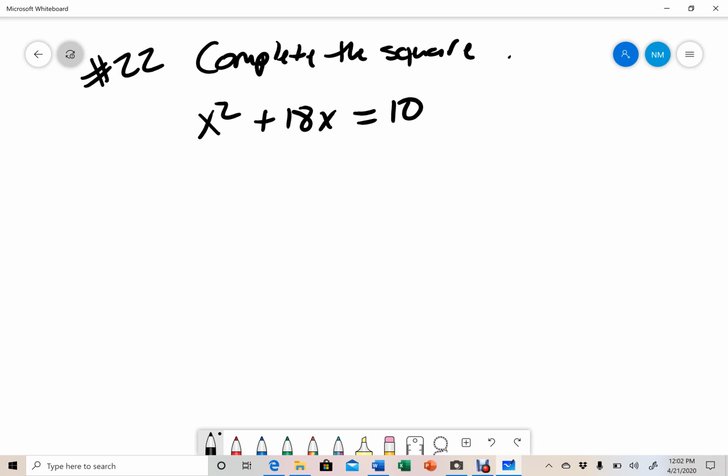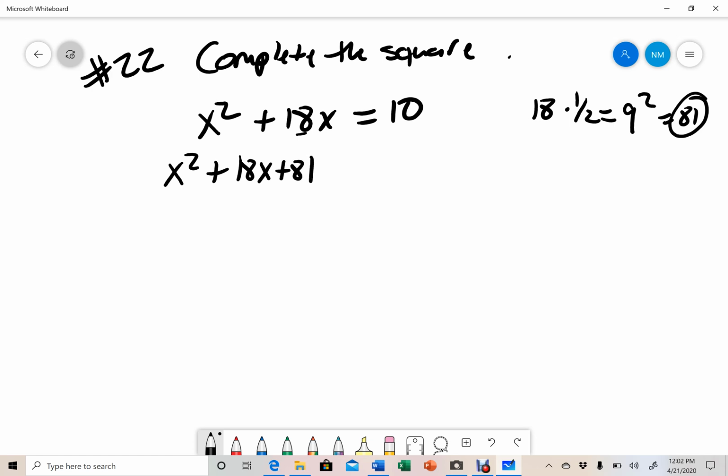Yes, we take our linear term, 18, multiply it by 1/2. Okay, 18 times 1/2 is 9. And then we square that, which is 81. Okay, and we take this and we plug it into both sides. So we've got x squared plus 18x plus 81 equals 10 plus 81. Okay, and we just add that to both sides. So we've got 91 here, and then we've got x squared plus 18x plus 81 here.